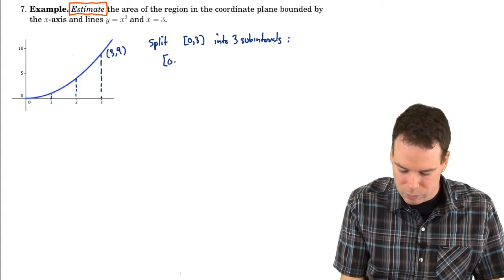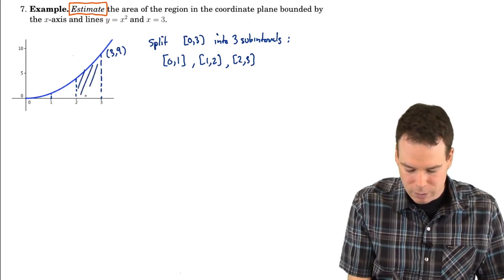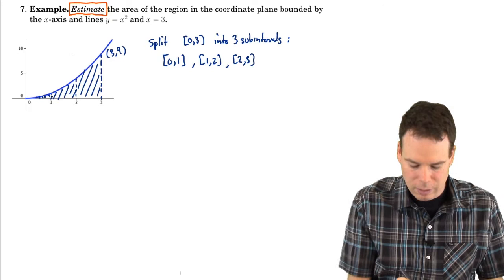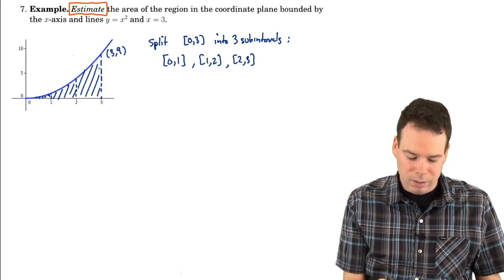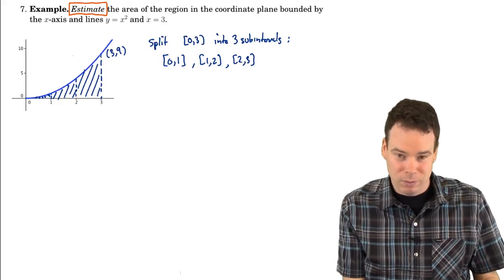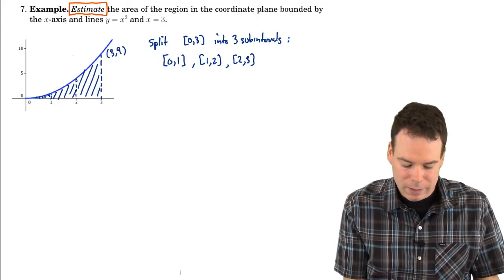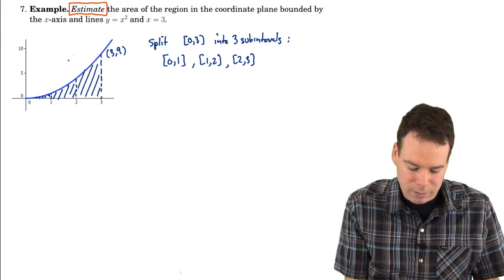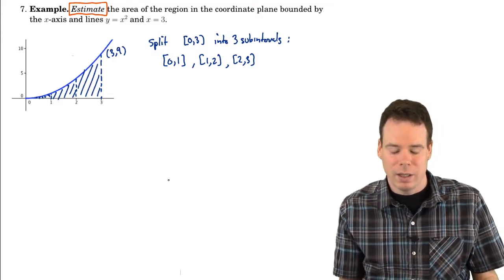What are my subintervals? 0 to 1, 1 to 2, and 2 to 3. Now I'm left with the challenge of estimating the subintervals. What I'm going to do to estimate those is what I did as an initial, rather terrible estimate for the whole region: I'm just going to cap each of these subintervals by some straight height, and then use that resulting rectangle to estimate it.